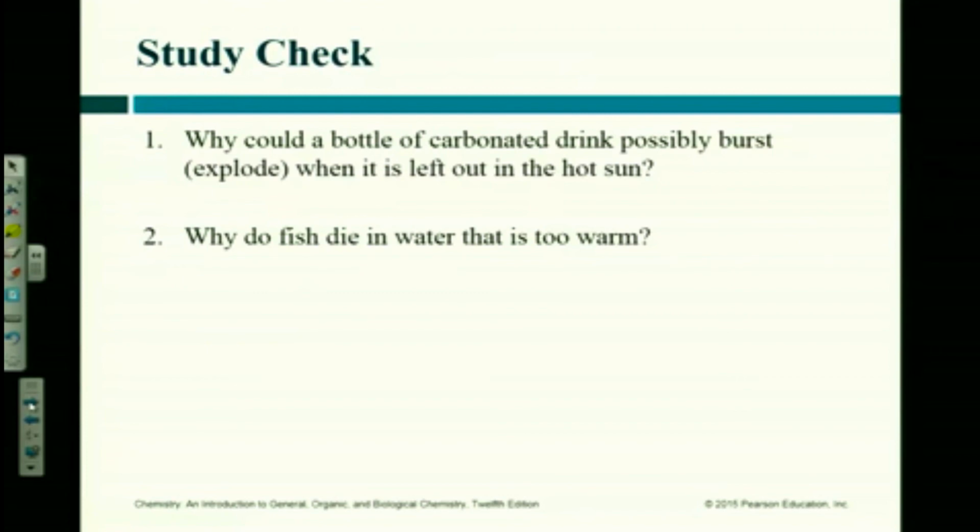So you said gases decrease solubility as temperature increases, that's right. They're different than ionic compounds, right? Most ionic compounds increase solubility, but gases decrease solubility. Okay?